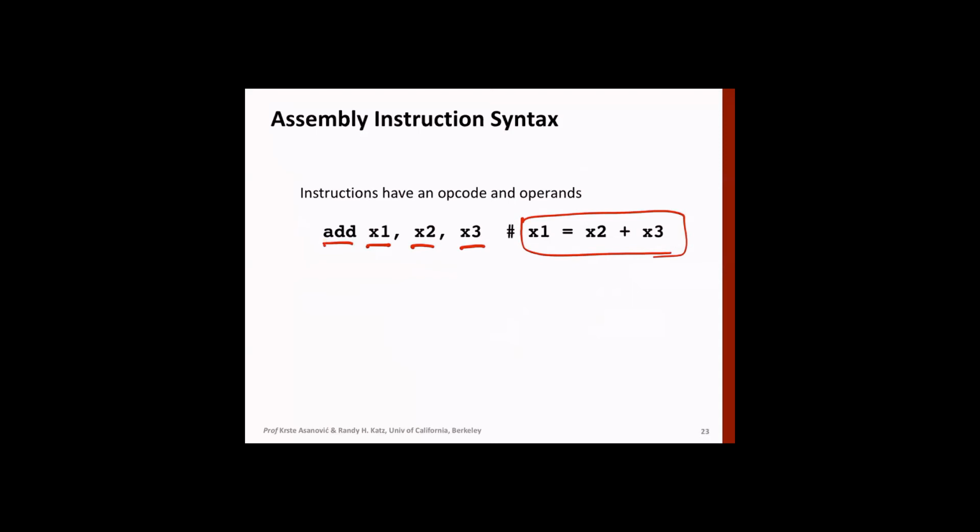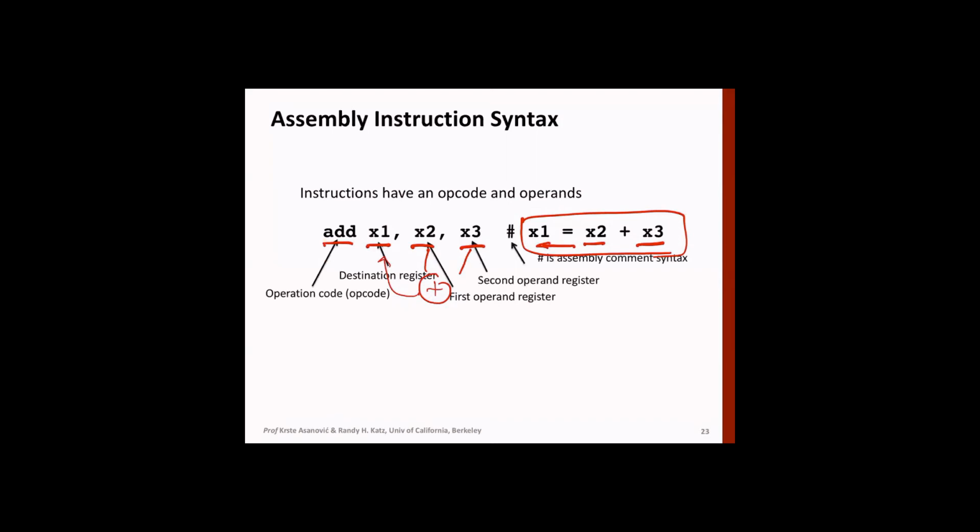So essentially what we are telling here is that the contents of x2 are added with the contents of x3, and then the summation is moved into register x1. So this is the opcode. X1 is the destination register, x2 is the first operand, and x3 is the second operand.